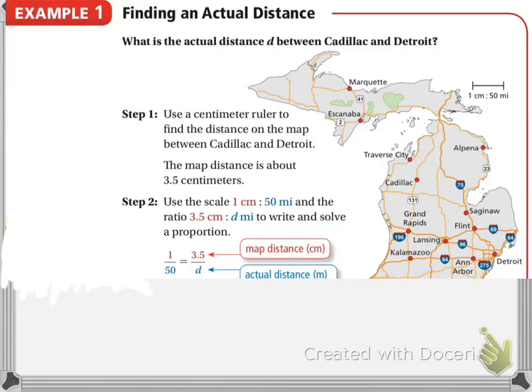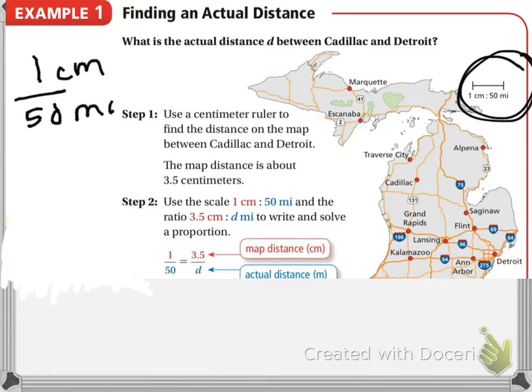So here is our first example. And oh look, we have a scale drawing. We have this map here of Michigan. It says, what is the actual distance D between Cadillac and Detroit? Well, if we look over here, we know that it is 1 centimeter for every 50 miles. That is the scale that they give us for this drawing.